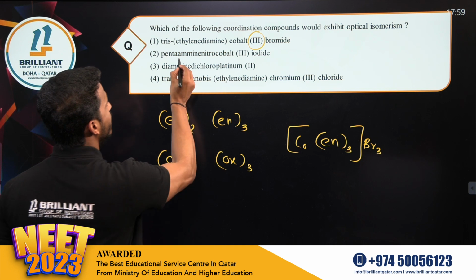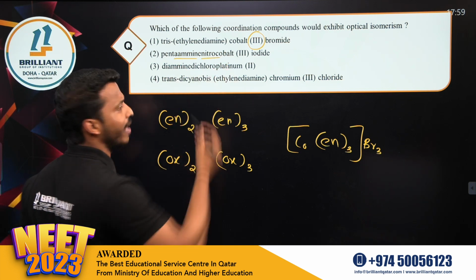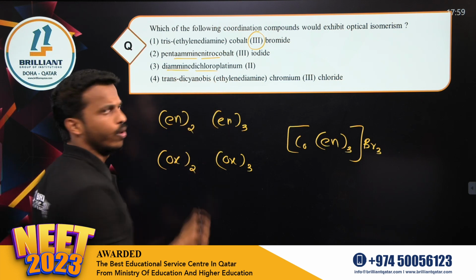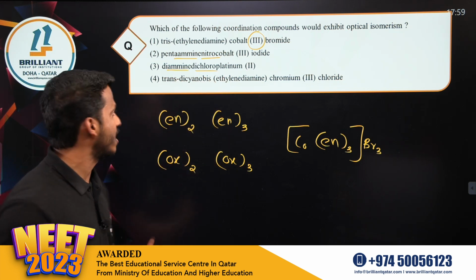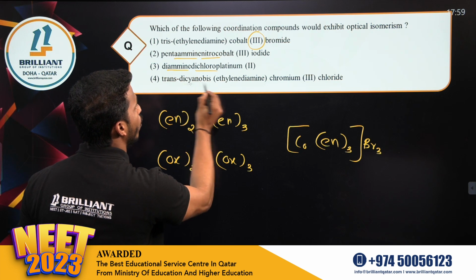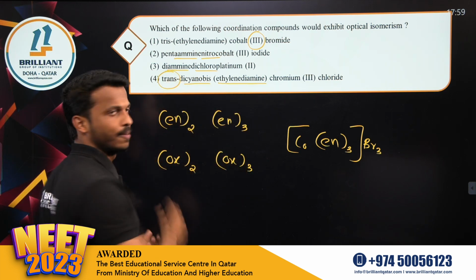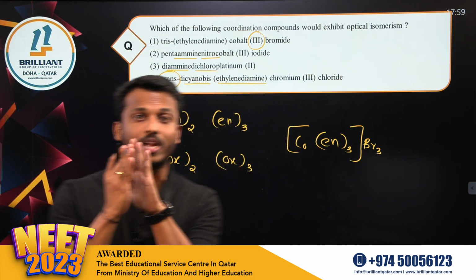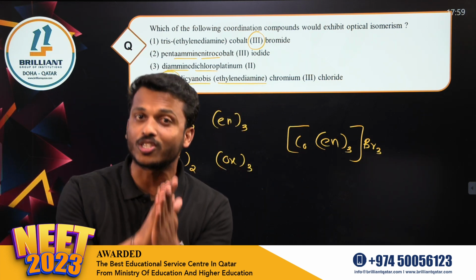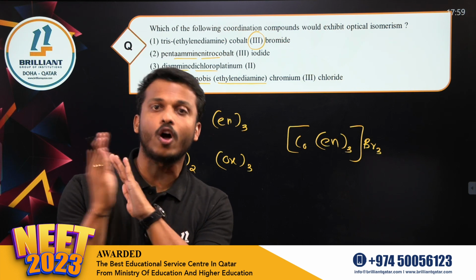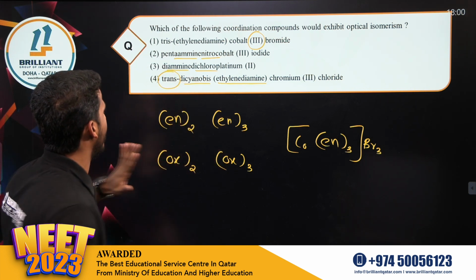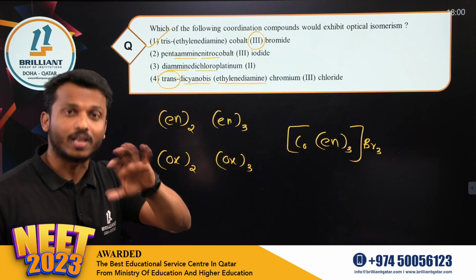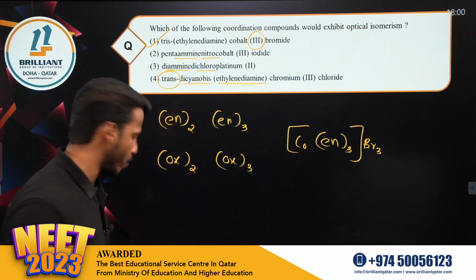The next one has only pentaammine and nitro. All are monodentate ligands, so it cannot show optical isomerism. Diammine dichlorido also cannot show it because there are only monodentate ligands. And trans dicyano bis(ethylenediamine): they are all trans. If cis and trans are given, trans isomers mostly, when you take the mirror images, are superimposable. Cis is mostly the only one that is optically active. So here we have the answer. Option A, because it contains en thrice, and its mirror image is also non-superimposable.